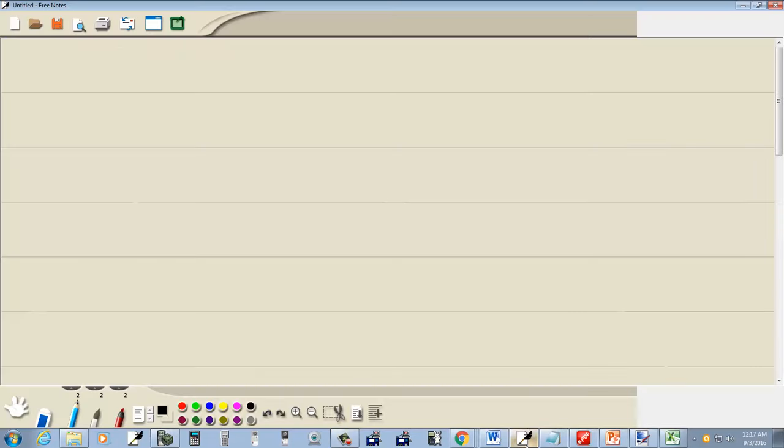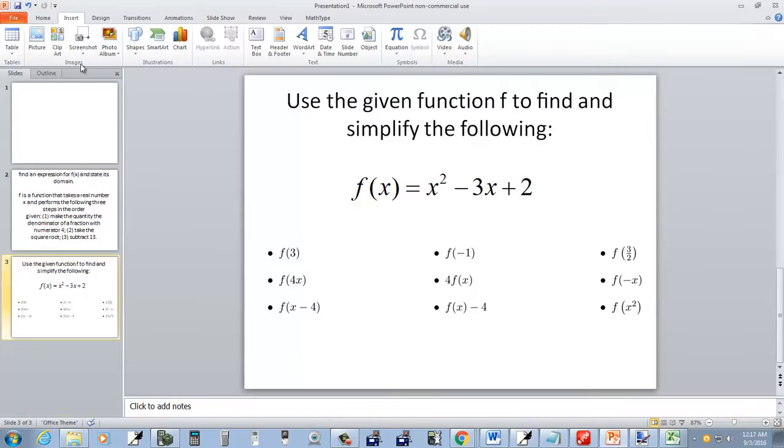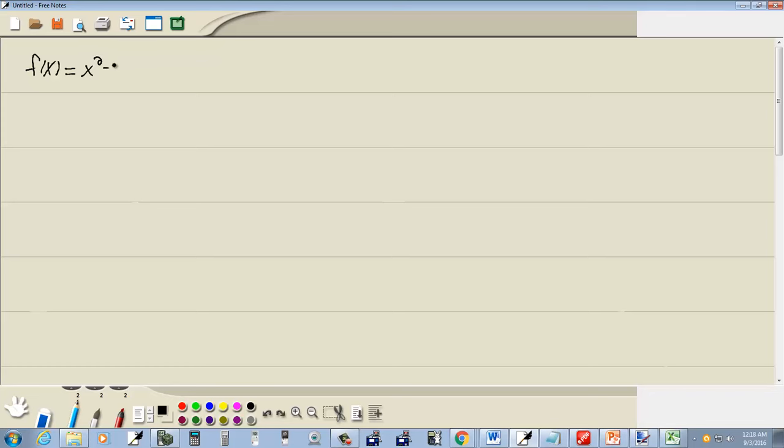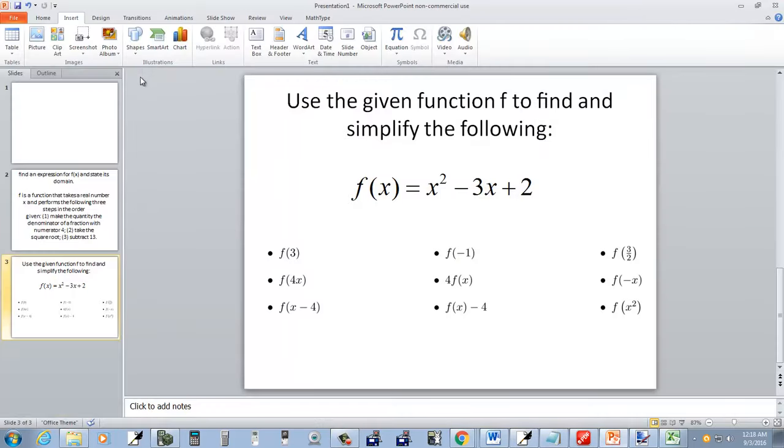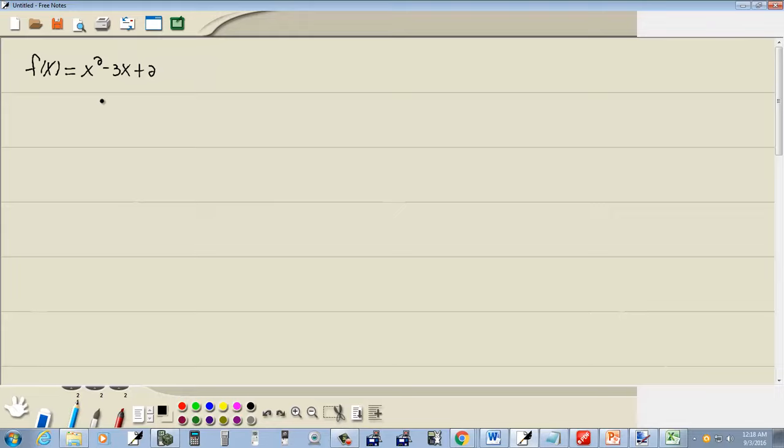Let's take a look at this problem. We got f of x is equal to x squared minus 3x plus 2. And first thing we want to find is f of 3. And this is evaluating a function.